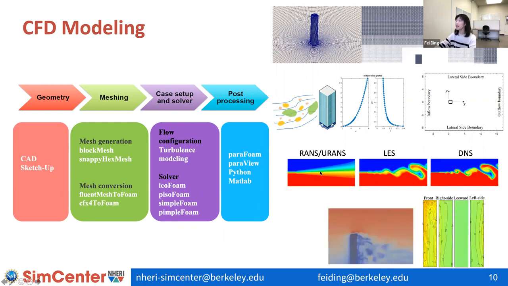After the simulation is done, you can use ParaView to visualize the flow domain to see how the wind flow passes through the building. Or you can use other post-processing tools like Python or MATLAB to plot the pressure distributions on the building surfaces or the time histories of force coefficients or the quantities you are interested in.